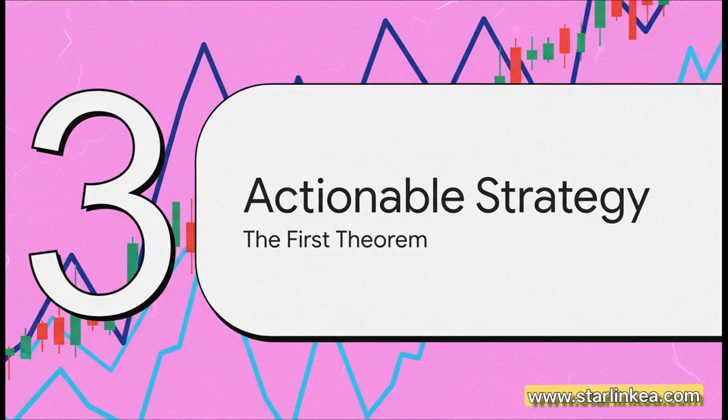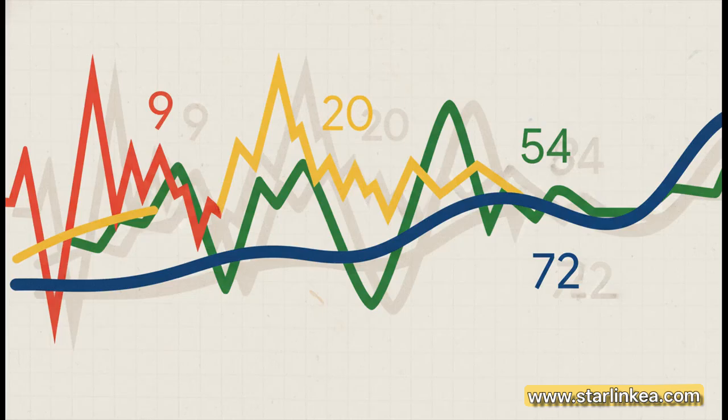Okay, theory is great and all, but how do we actually use this to make decisions? Let's walk through a really practical strategy from our source material that they call the first theorem. For this specific strategy, we're going to use a special combination of 4 moving averages. The settings are 9, 20, 54, and 72. Each one has a different job, from the super fast one to the slow and steady one. Together, they give us a really complete picture of what the market is doing.